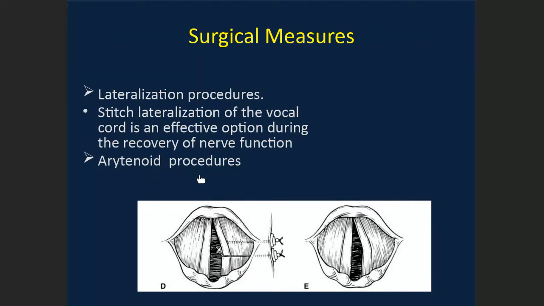Arytenoid procedure means we will do either a partial arytenoidectomy or a complete arytenoidectomy, removing the arytenoid to give space for the airway. So it is a surgical lateralization procedure. We need to lateralize, not medialize as in unilateral paralysis, to give an airway for the patient. Okay.